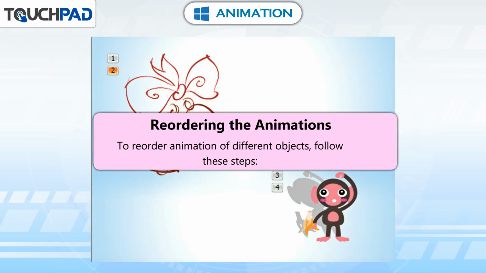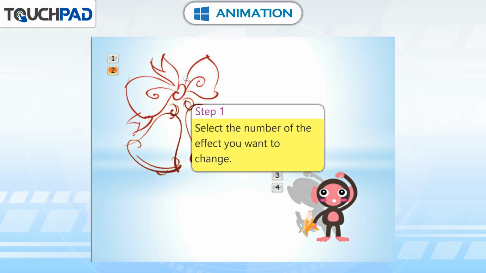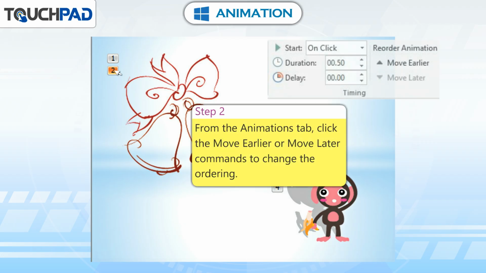To reorder animation of different objects, follow these steps. Step 1. Select the number of the effect you want to change. Step 2. From the Animations tab, click on the Move Earlier or Move Later commands to change the ordering.